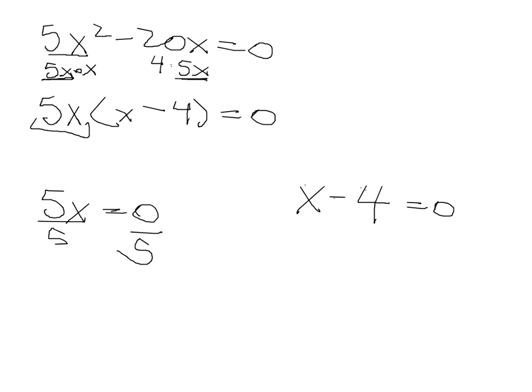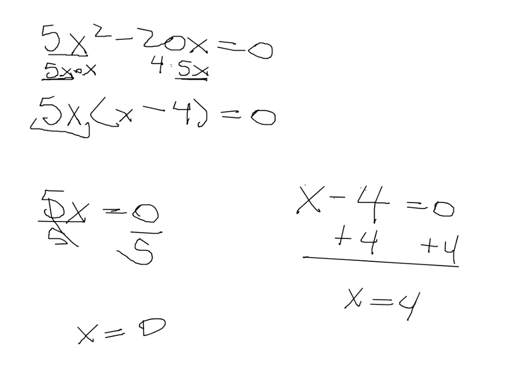Divide both sides by 5 on this one. x equals 0. Add 4 to both sides, x equals 4. You have to be careful here. It's kind of tempting to divide by 5x, but we have to be careful. We can't divide by x because x might be 0. So we avoid division by 0 even when it is a variable.